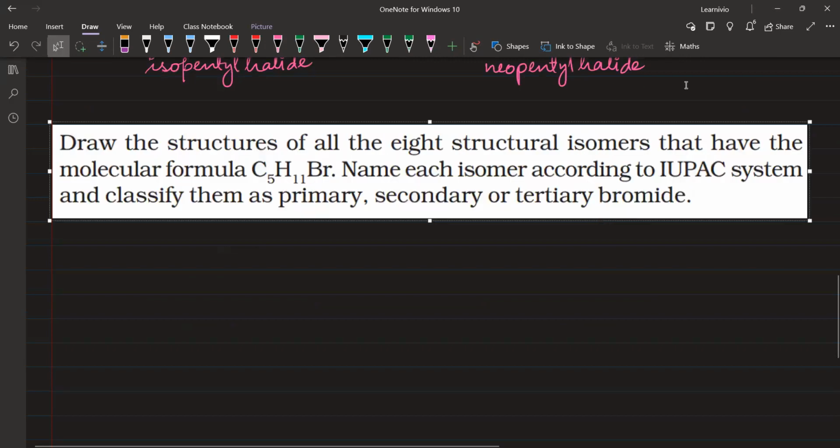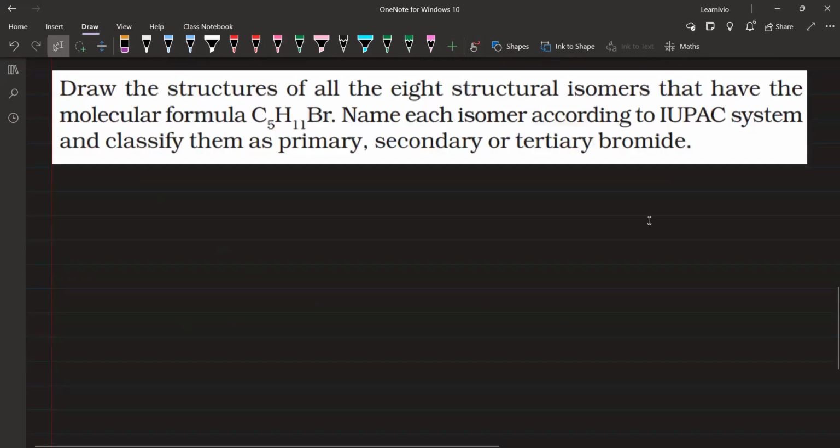Draw the structures of all 8 structural isomers that have the molecular formula C5H11Br. Name each isomer according to the IUPAC system and classify them as primary, secondary, tertiary bromine.